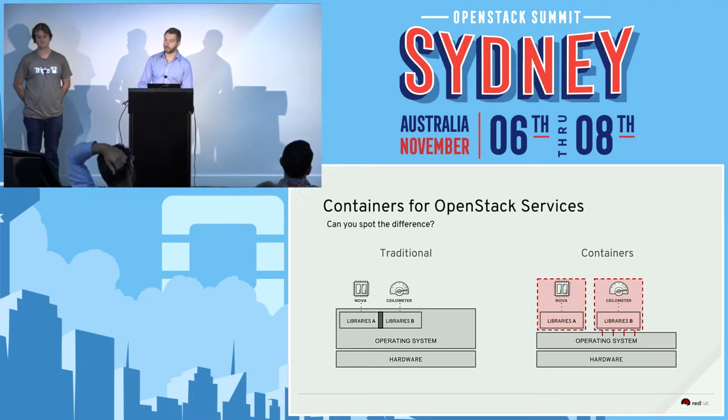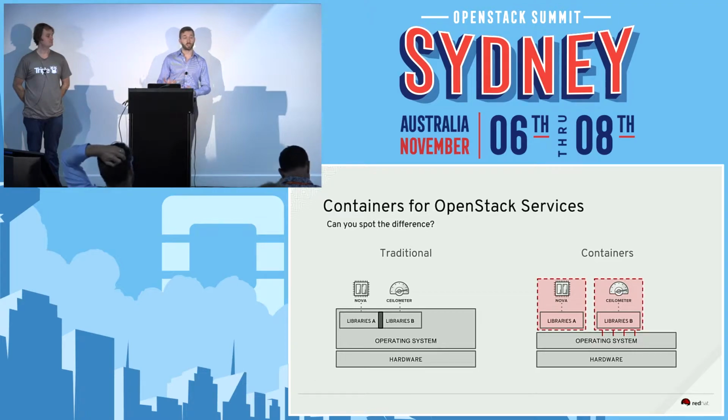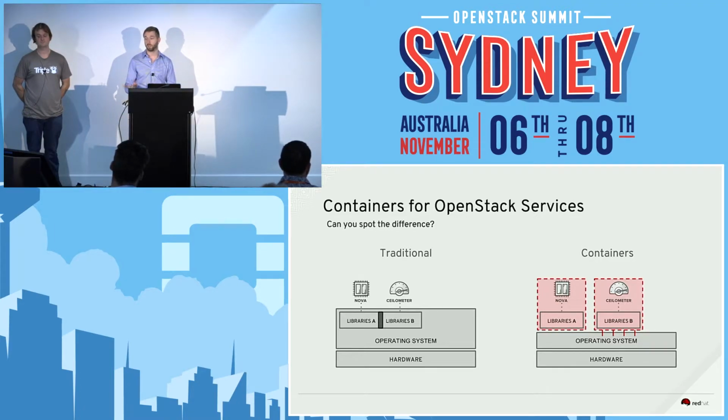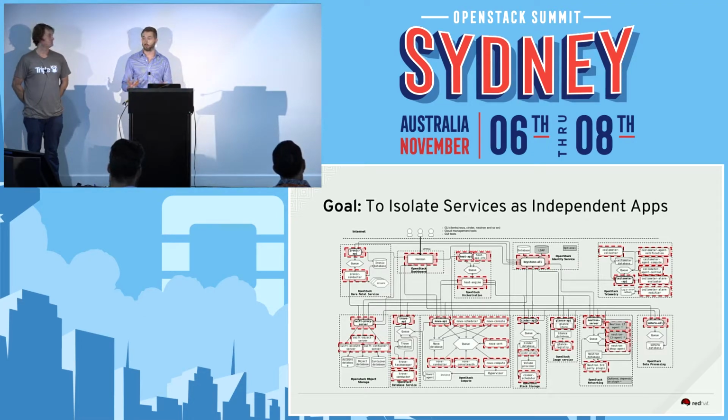If we look into OpenStack, we can treat it the same way as a traditional application. Of course, it is much more complex and much more distributed, but the fundamental benefits of containers can apply the same way in the OpenStack environment. So the end goal is to take the OpenStack environment and isolate the services as independent applications so we can deploy them and manage them independently of each other.